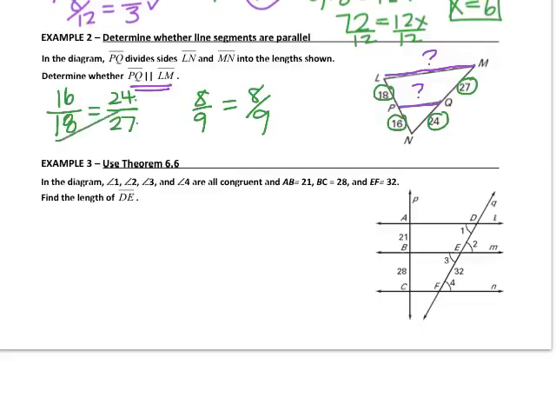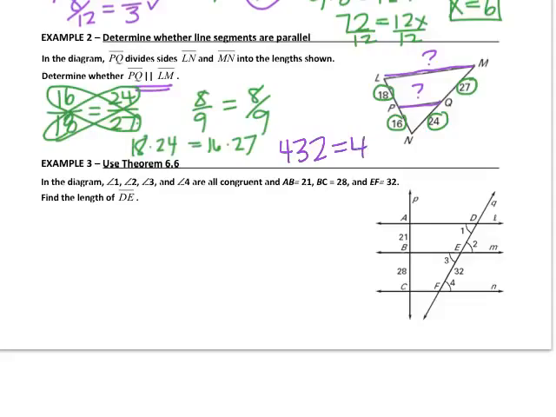Now another way to check would be to cross multiply here, so 18 times 24 should equal 16 times 27. That's a second way for you to check. And both of these multiplications come out to 432. So that means then that PQ is parallel, because we can prove that the scale factor for both of those is the same, and when we cross multiply they are the same. So PQ is parallel to LM.